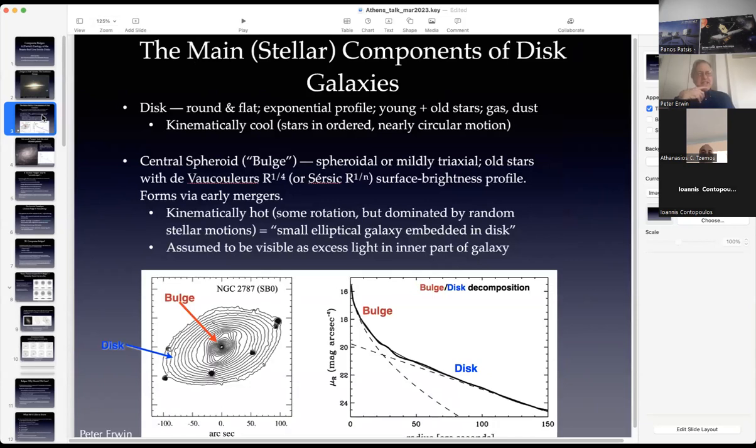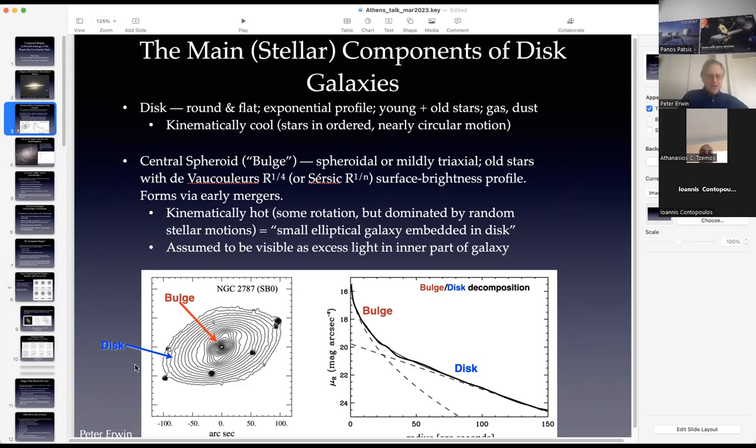So what is the traditional picture of bulges inside disks? Well, the idea is that galaxies consist of two components. You have the disk, which is round and flat, hence disk-like. It has an exponential surface brightness profile. It is made up of both young and old stars, along with gas, usually gas and dust. And it is kinematically cool, which is to say the stars have ordered, nearly circular orbits around the center.